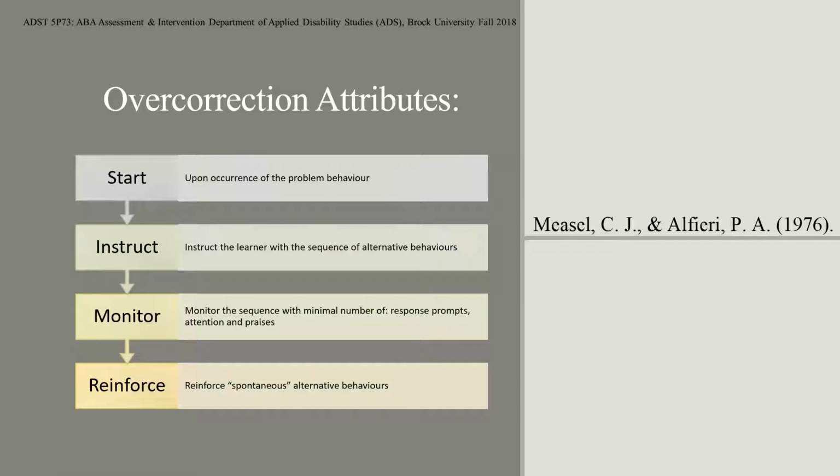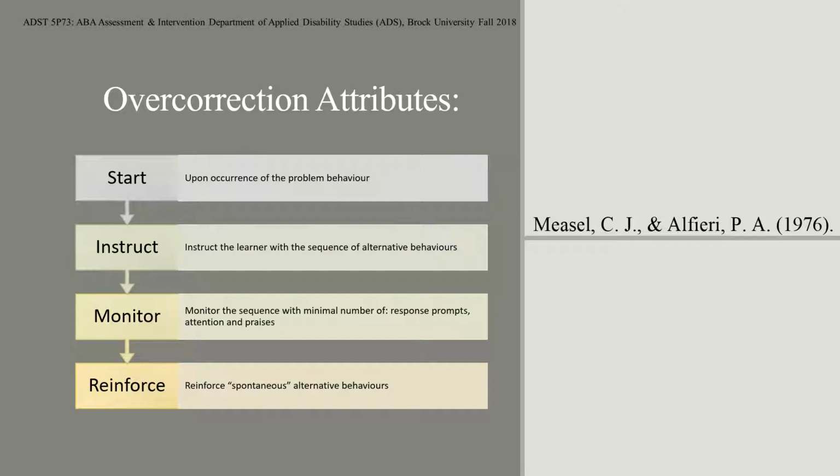The implementation of overcorrection, with or without restitution and positive practice, should be immediate upon the occurrence of the problem behavior or when the consequences in the environment are discovered. It involves giving instructions of the overcorrection sequence to the learner. When applying the procedures, the learner should be monitored, and a minimal number of response prompts, attention, and praise should be given to ensure that the learner performs the whole overcorrection sequence.